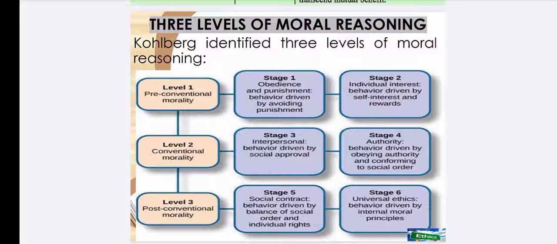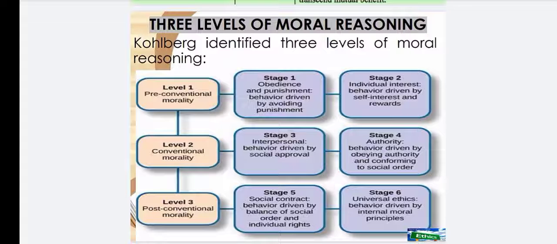Three levels of moral reasoning. Level 1. Pre-conventional morality. Pre-conventional morality values are based on external events. Stage 1. Obedience and punishment, behavior driven by avoiding punishment, acting to avoid punishment. Stage 2. Individual interest, behavior driven by self-interest and rewards, acting to further one's own interest.